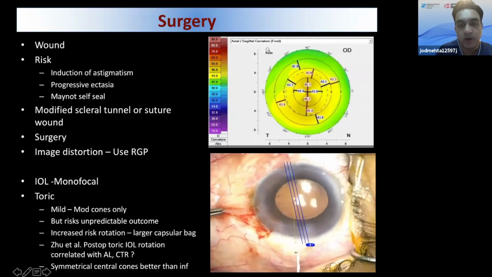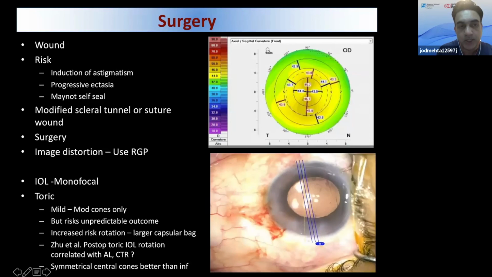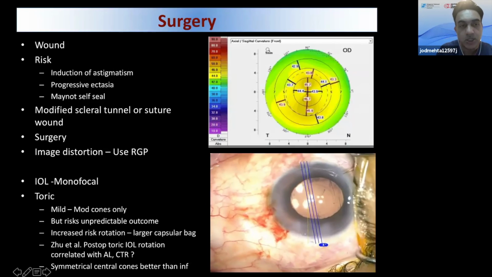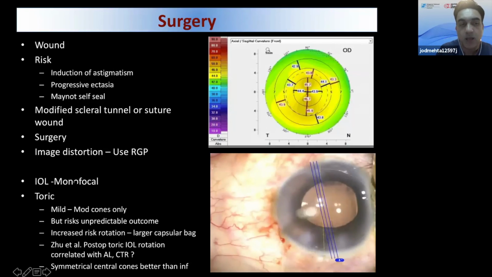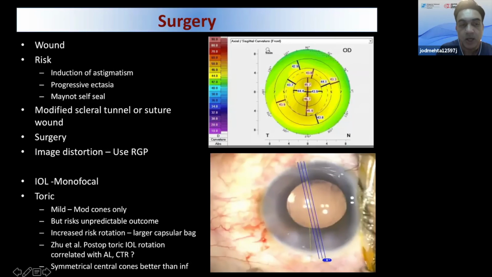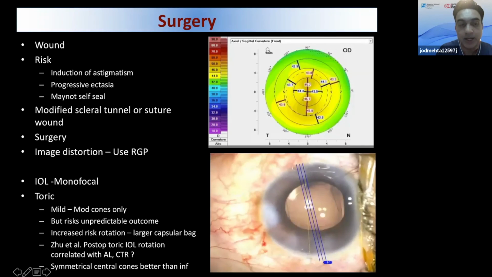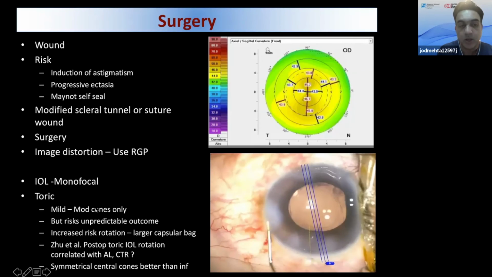Generally, I'll use a modified scleral tunnel approach, so I won't basically touch the cornea, to reduce any induced astigmatism on the surface. And most of the time, I would actually just use a monofocal lens. I'll only use a toric lens in mild to moderate cones that I know have been absolutely stable.